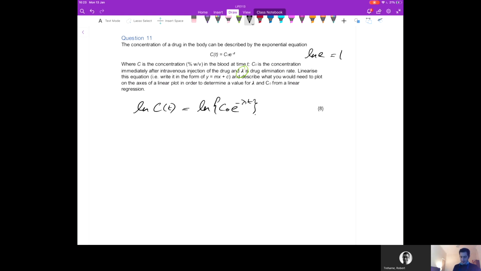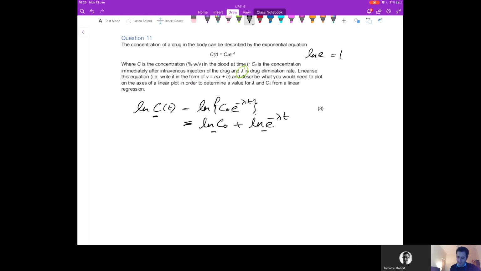Okay, so I can't really do anything here. That's as good as it gets. But I'm going to separate this out using my summative law of logs. That's the same as ln C naught plus ln e to the minus lambda t. Okay, that's as far as I can go with that one.